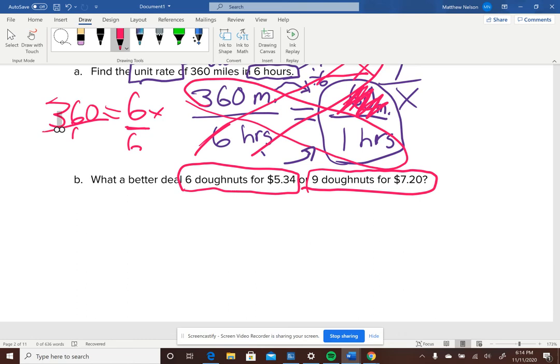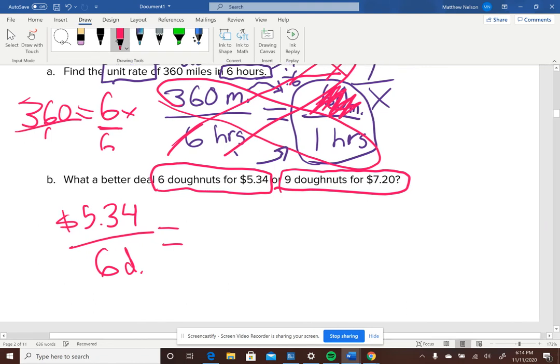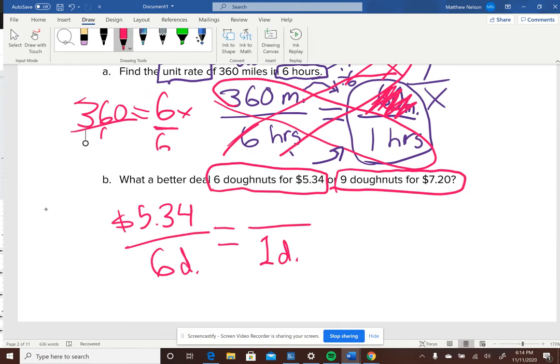All right, well, this time around, I'm trying to find my unit rate. So my proportion is going to be my money on top. That's going to be my y, or my dependent variable, over my x, which is going to be donuts. And here, I want to find the cost per donut, right? And so we're going to have 1 donut on the bottom for this ratio. And so here, I can cross multiply.